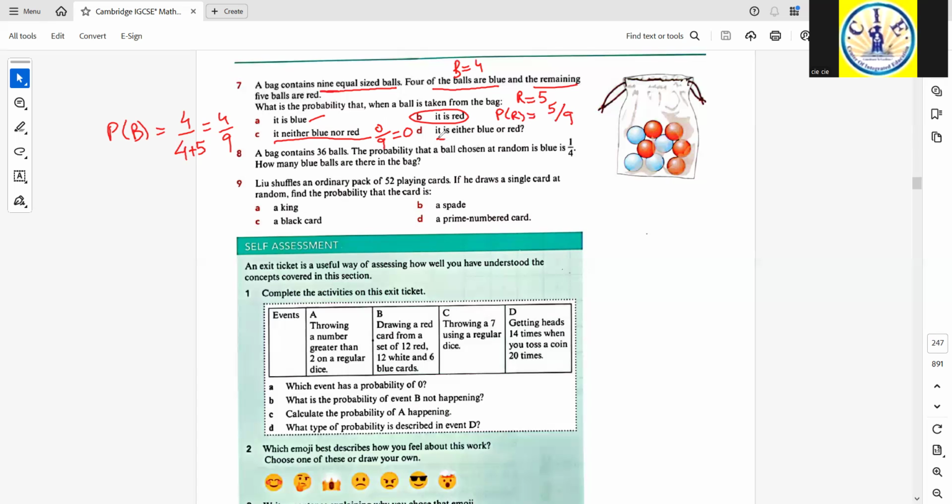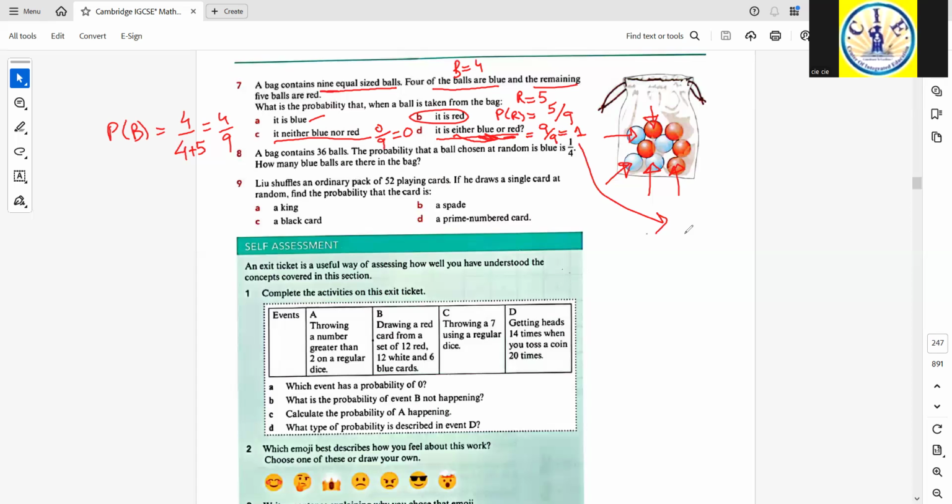And then it is either blue or red. So if you pick up this ball, that is either a blue or a red. If you pick up this ball, this is also either a blue or a red. Or if you pick up this blue or any other ball from this, that is going to fulfill this criteria that either it is going to be a blue or a red. So all 9 balls fulfill this condition. So its probability is going to be 9 by 9, that is 1.